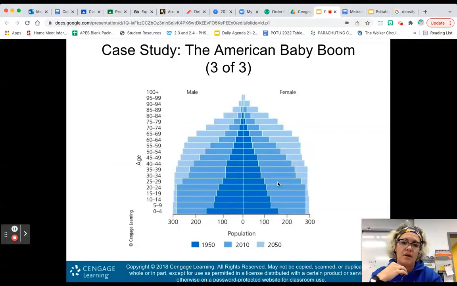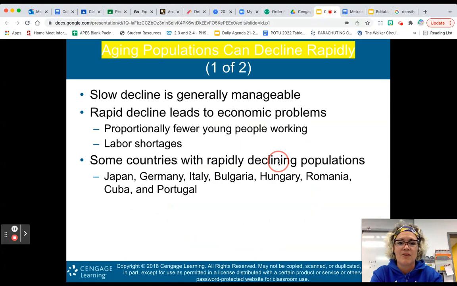Here's another example, kind of overlaying how that growth has shifted from 1950 to 2010 and then 2050, and how the baby boom generation has moved up each of those categories through the years, and you can see that shift.